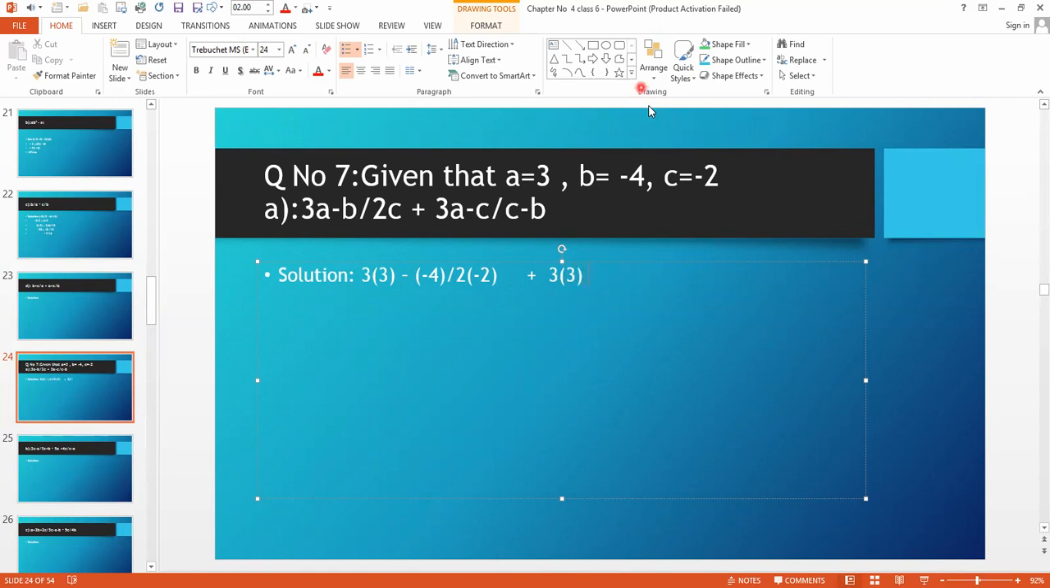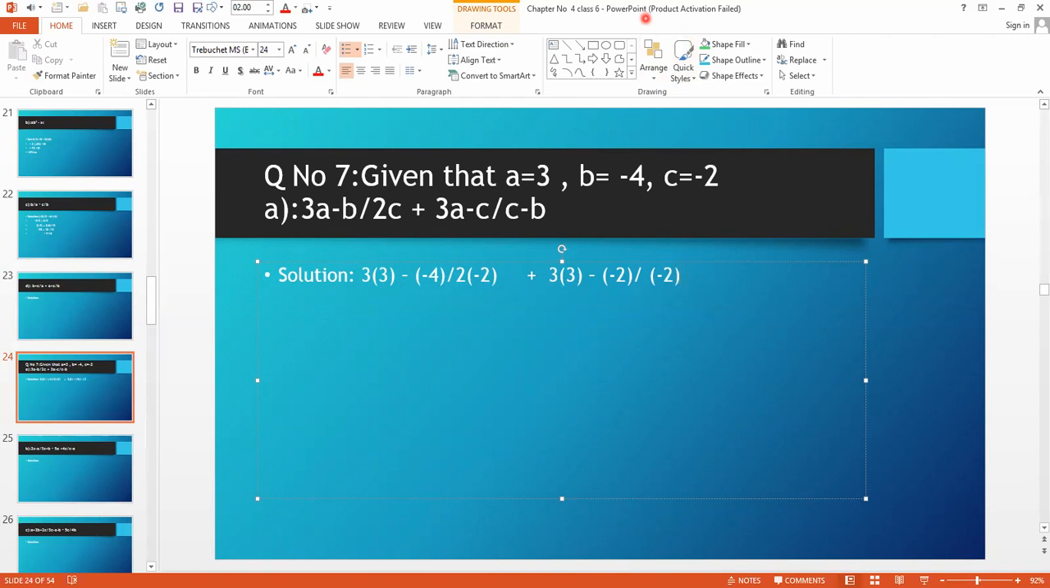Next is minus C. Minus and C, and the value of C is equal to minus 2. So I have to put this value here in a bracket. Okay. And it is divided by C minus B. I have to put the value of C here in a bracket because it has a negative sign. So it is equal to minus 2.